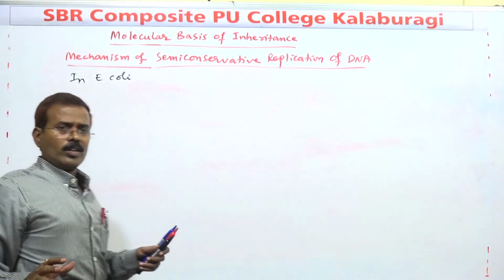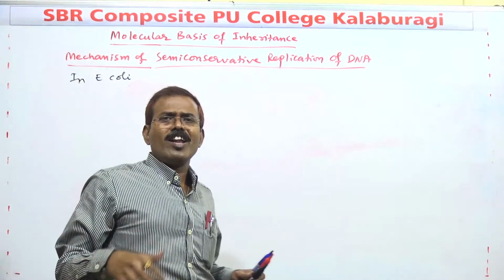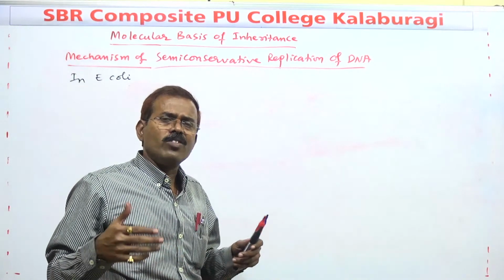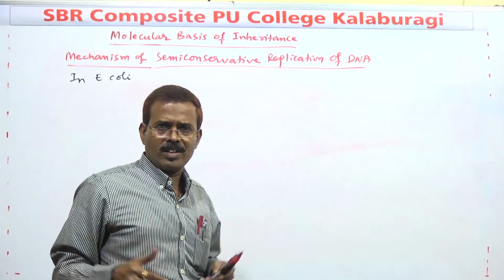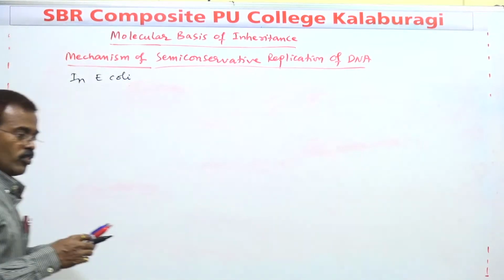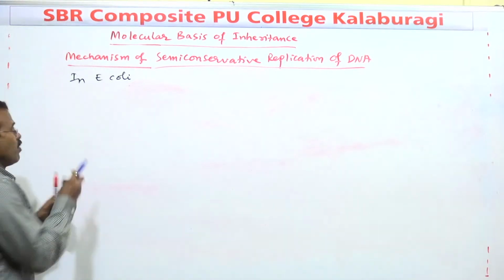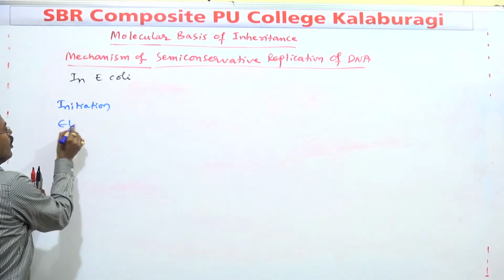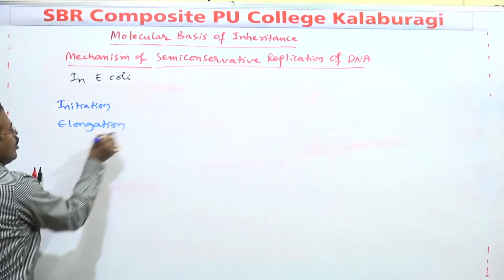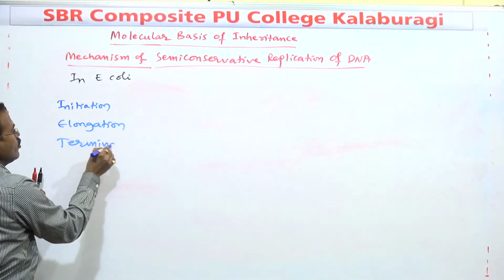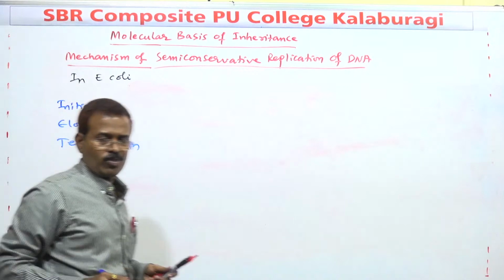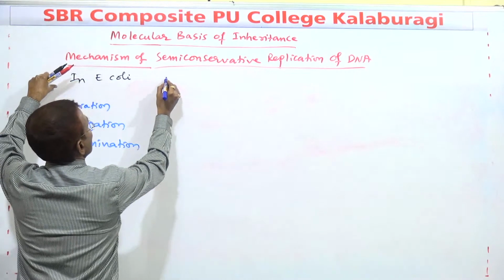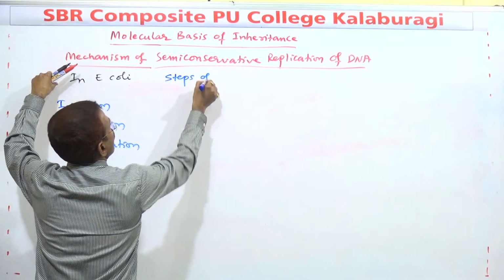So what are the steps involved in DNA replication, especially with respect to E. coli? For our convenience, we can have different steps, but usually the steps of DNA replication are initiation, elongation, and termination. These are the steps which we say. For better understanding, we can have the steps of replication.